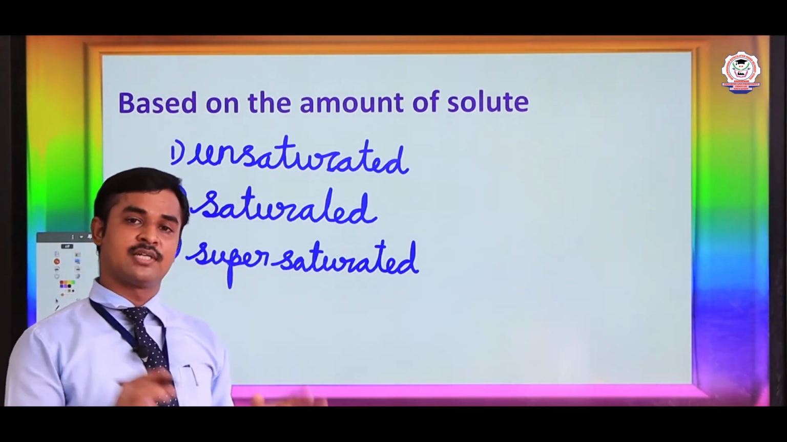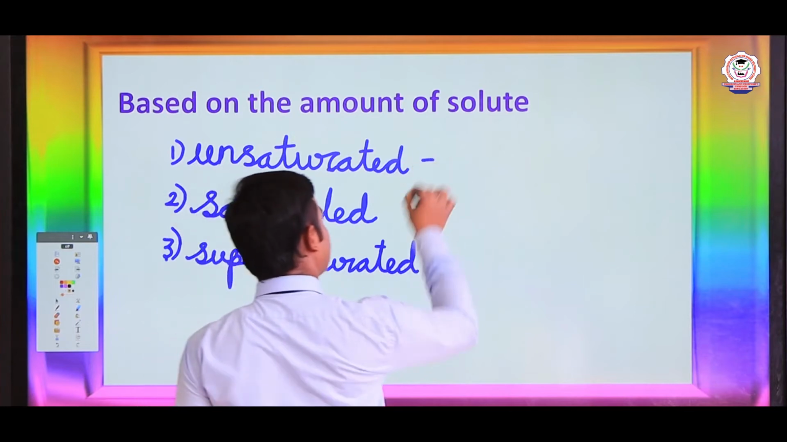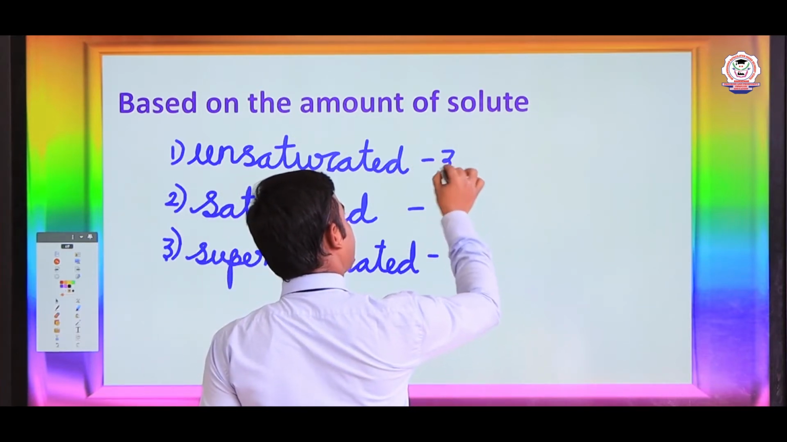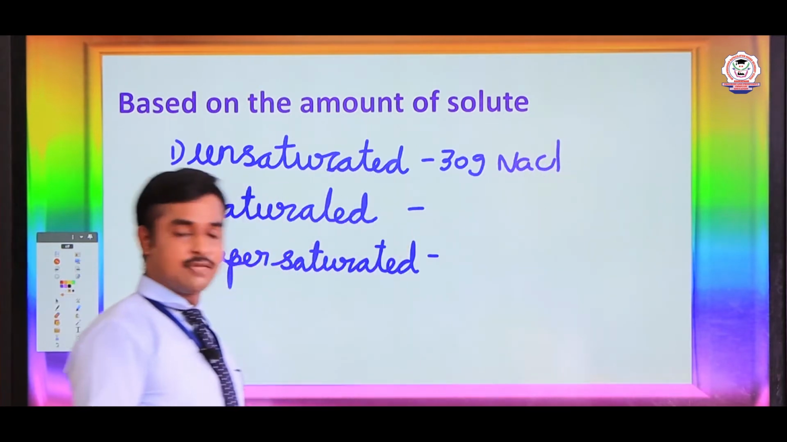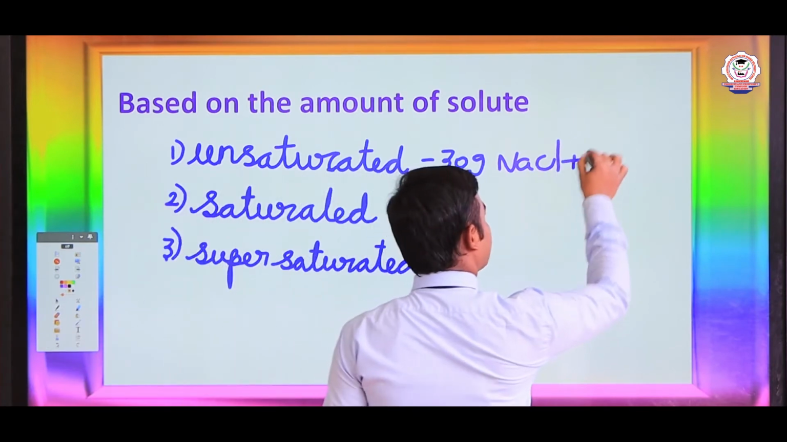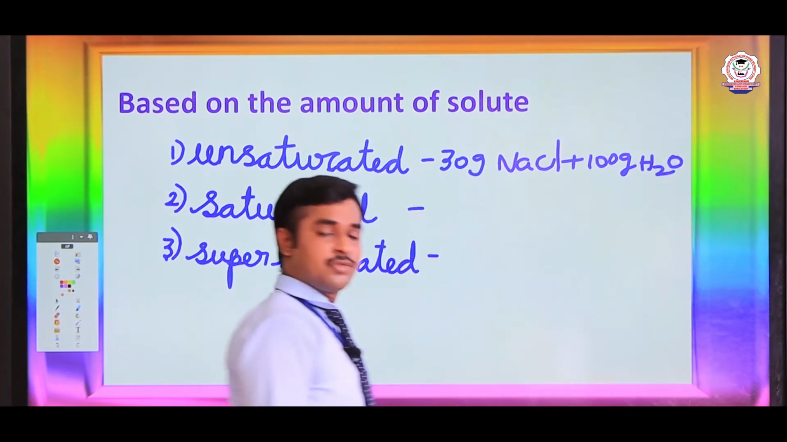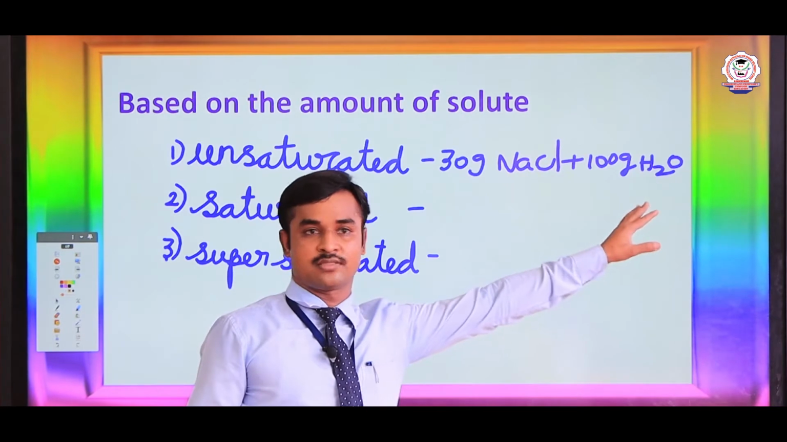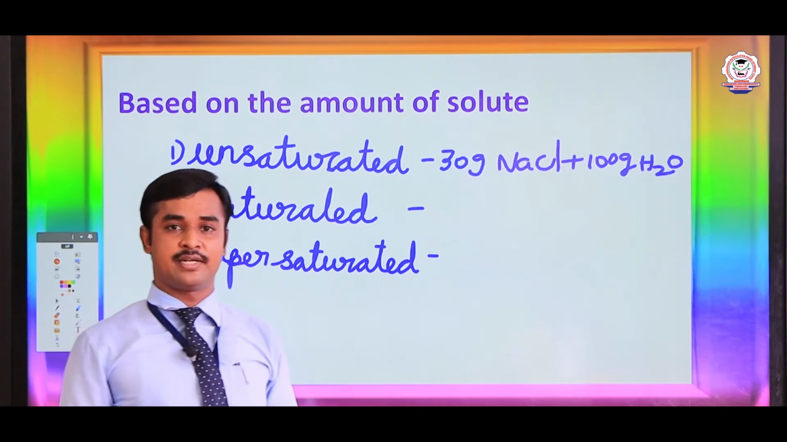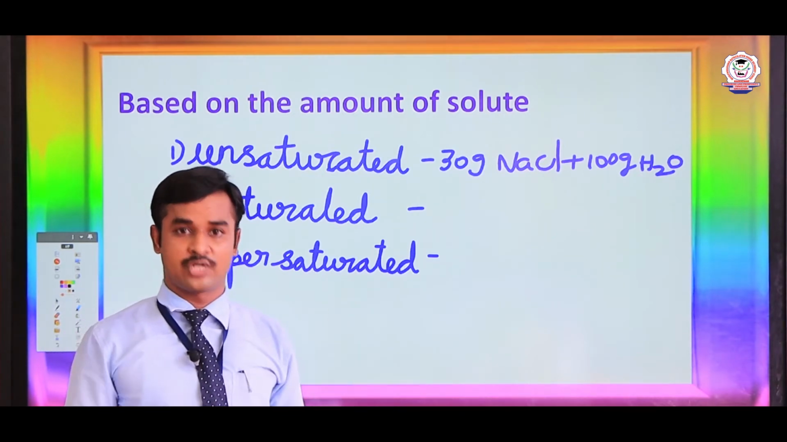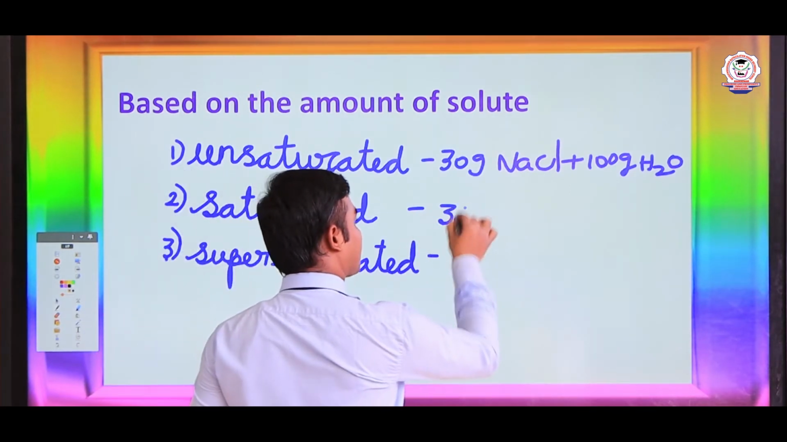For example, consider sodium chloride salt, normal kitchen salt. When you take only 30 grams of sodium chloride, it will completely dissolve in water. The amount of water is 100 grams. To find the solubility, always take only 100 grams of water. So, in 100 grams of water, 30 grams of sodium chloride completely dissolves. From this we can see the solution can take more sodium chloride, because the solubility of sodium chloride is 36 grams in 100 ml water.